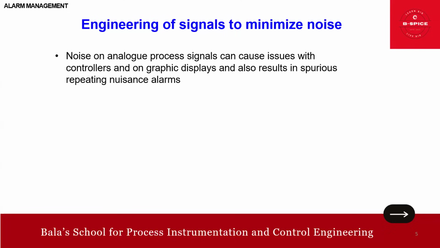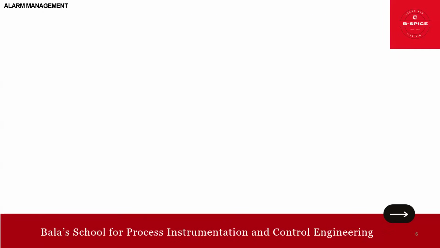For example, this means locating instruments at points where the process flow is not turbulent, okay, and avoiding measurements which are the difference between two noisy signals. So we have to do this during the engineering stage, okay, right? So the bottom line is many problems can be avoided just by applying established good instrumentation practices. So that's the point. Engineering of signals to minimize noise.